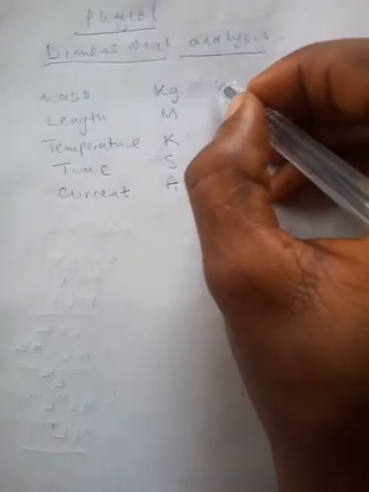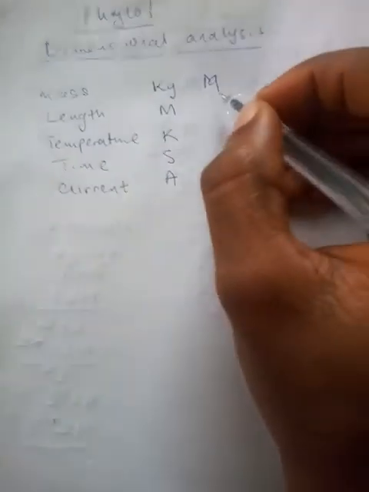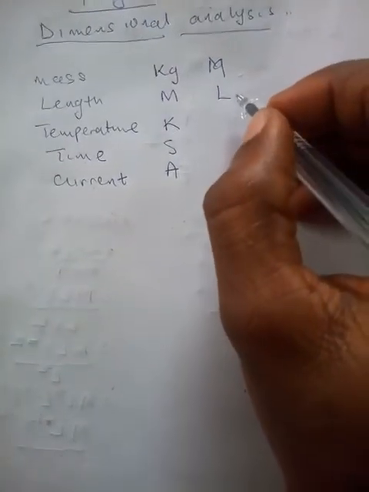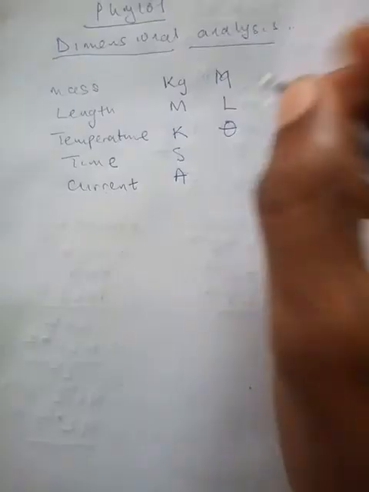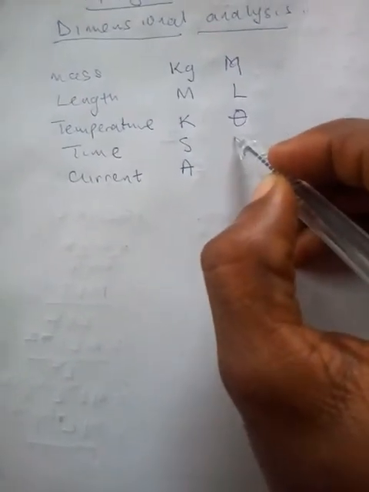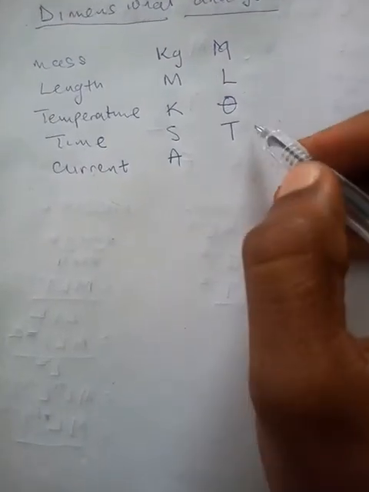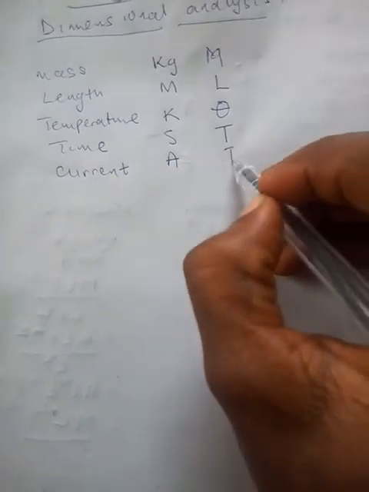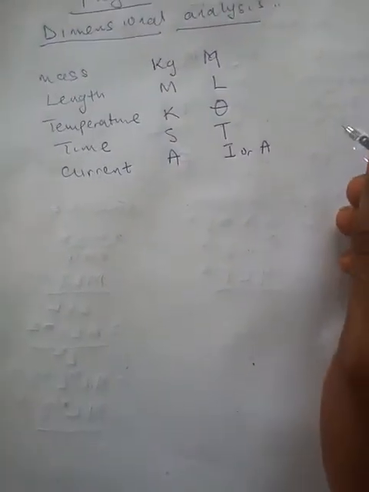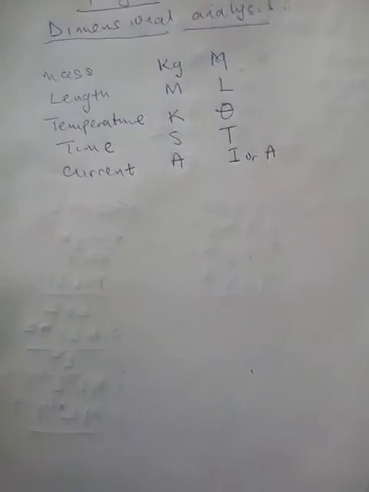For mass, our dimension is a big M. Length is L. For temperature, we have theta. For time, it's a big T. And our current is given as either I or A, which is also correct.